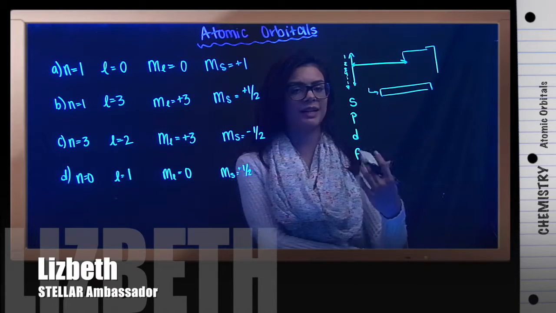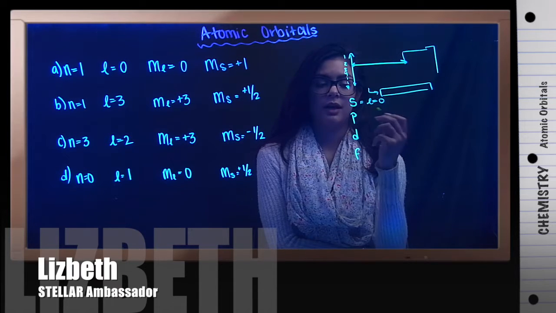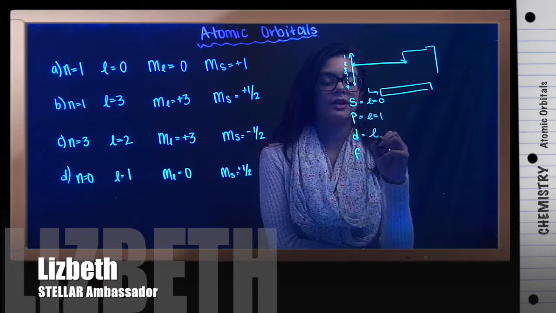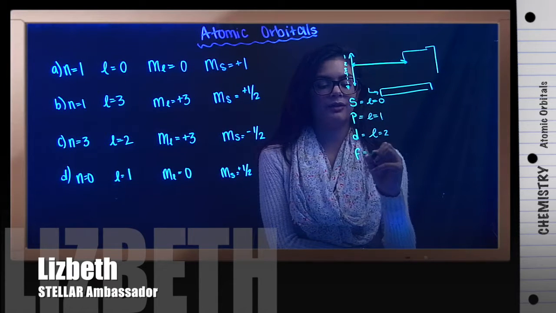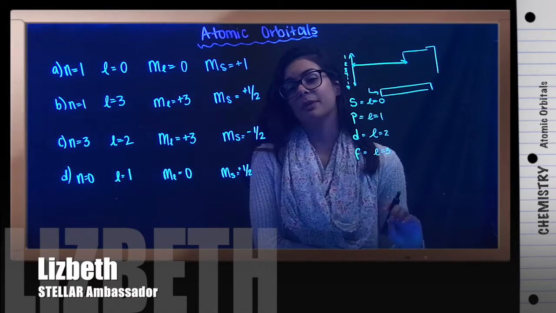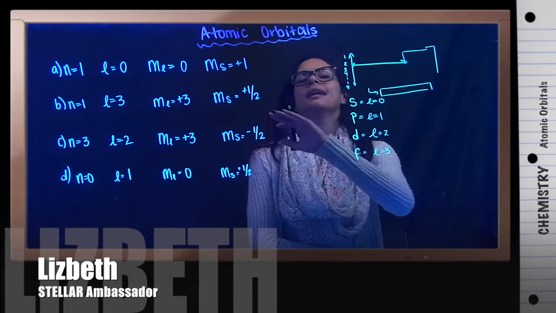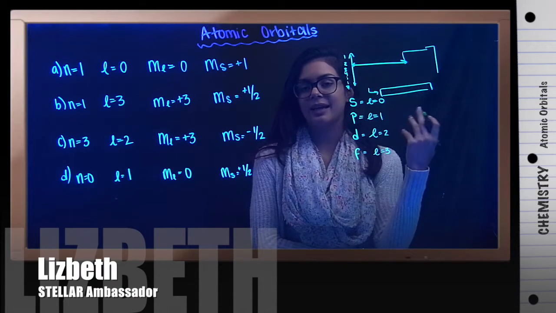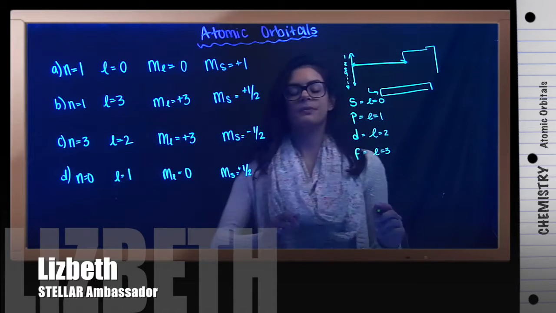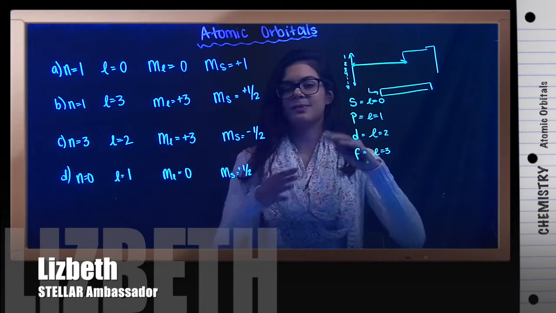For your L values, for S, L is always going to equal 0. For P, L always equals 1. For D, L always equals 2. And for F, L always equals 3. This is very important to remember because it is a dead giveaway. If you know that something is n equals 1 and that in n equals 1 there's only S, then L cannot equal 1, for example. So it's very important to memorize these: 0, 1, 2, 3, S, P, D, and F.